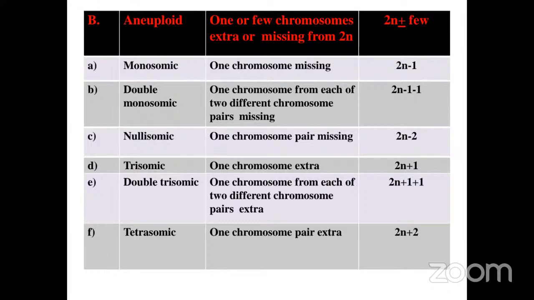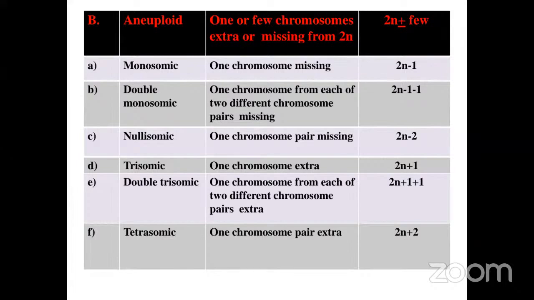Double monosomic means one chromosome from each of two different chromosome pairs is missing, denoted by 2n minus 1 minus 1. Nullisomic means one chromosome pair is missing. If the pair of chromosome number 1, a homologous pair, is missing, it is 2n minus 2, and we call that a nullisome. So these are all chromosome abnormalities, chromosome aberrations.